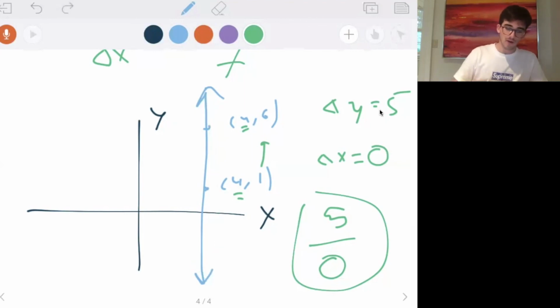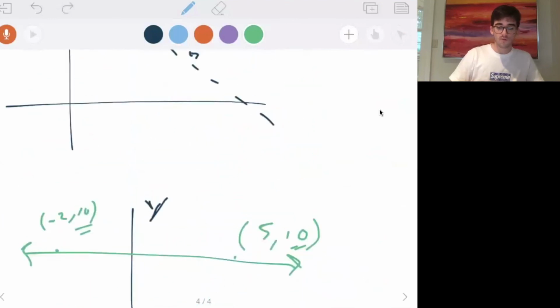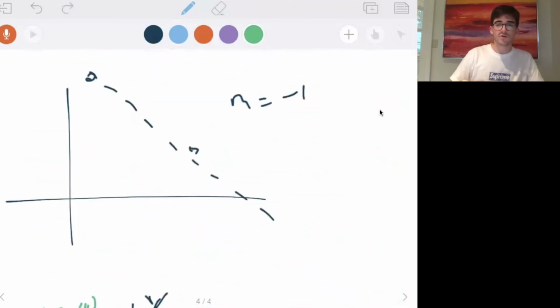Okay, so those are the examples of slope: horizontal lines, vertical lines, and just normal positive and negative slopes.